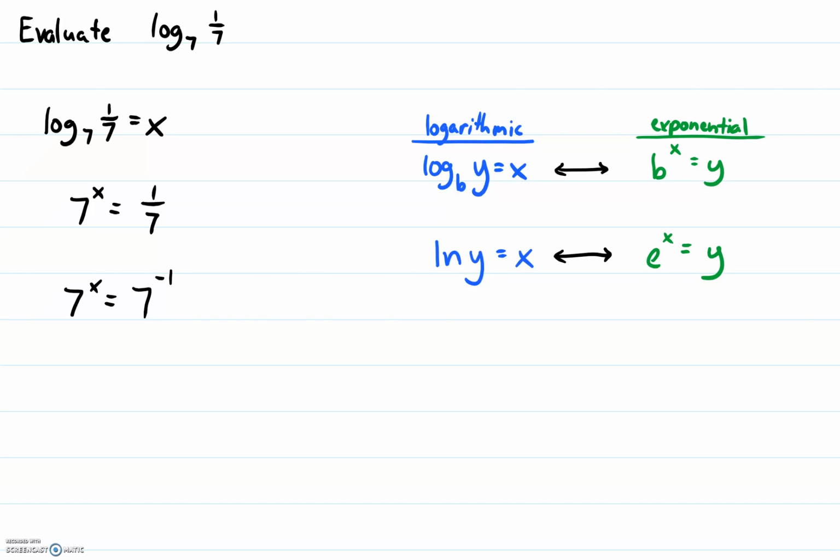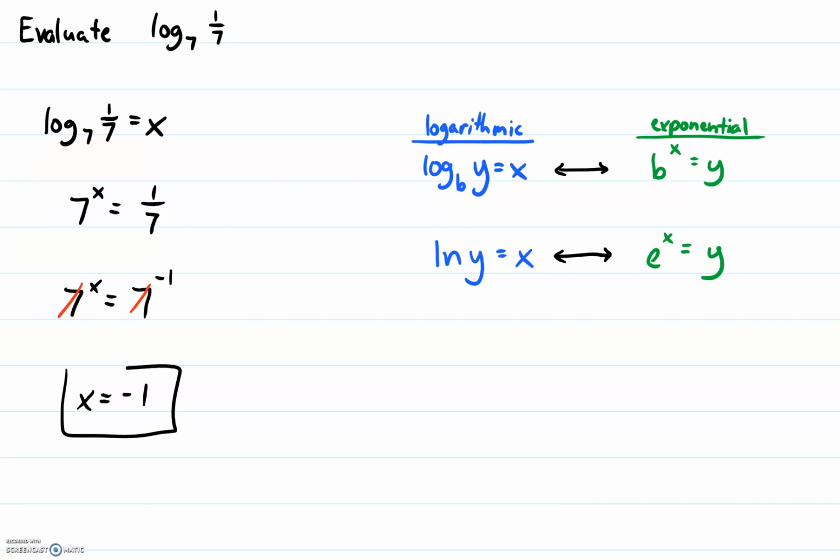And now what we have is 7 to a power is equal to 7 to a power. So we have the same base, and seemingly at this point it looks like different powers, so we can just cancel out the bases and set the powers or the exponents equal to one another. And so this problem has now worked its way down to x is equal to negative 1.